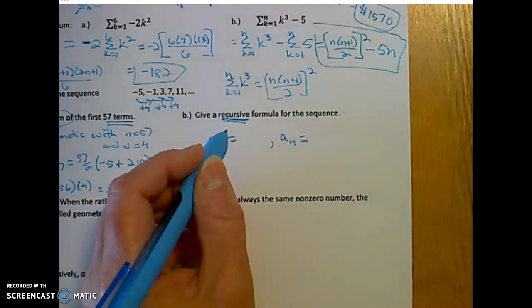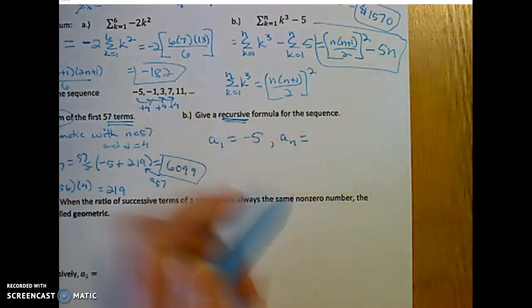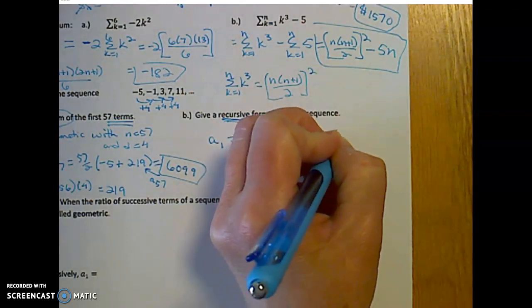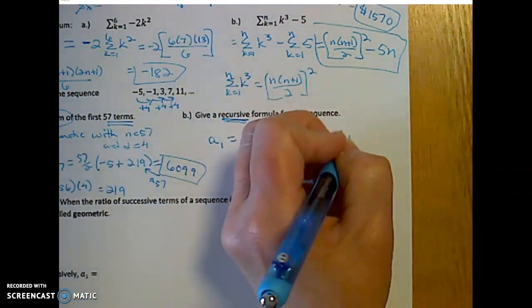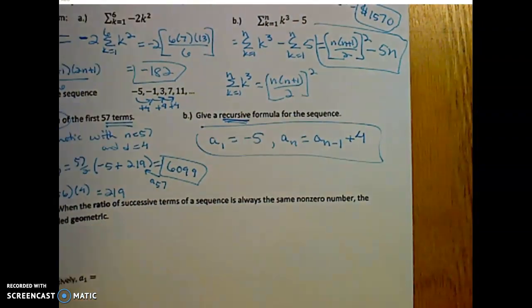Okay, remember a recursive formula looks like this. You have to tell us where to start, so the first term is -5, and then tell us what to do to get the next term. a sub n will be the previous term, a sub n minus 1, plus 4, plus 4, plus 4. And that's a recursive definition for that arithmetic sequence.